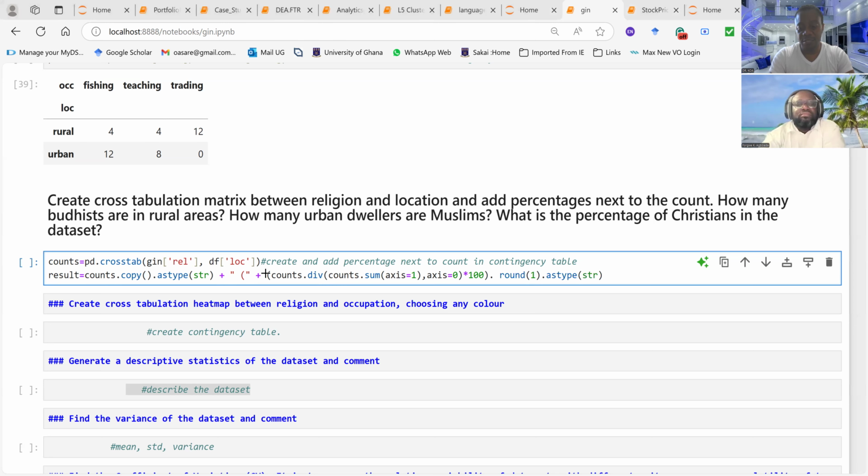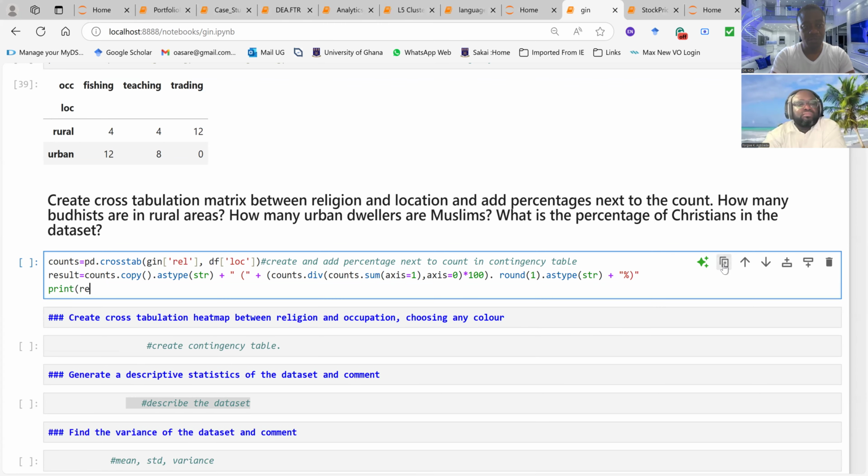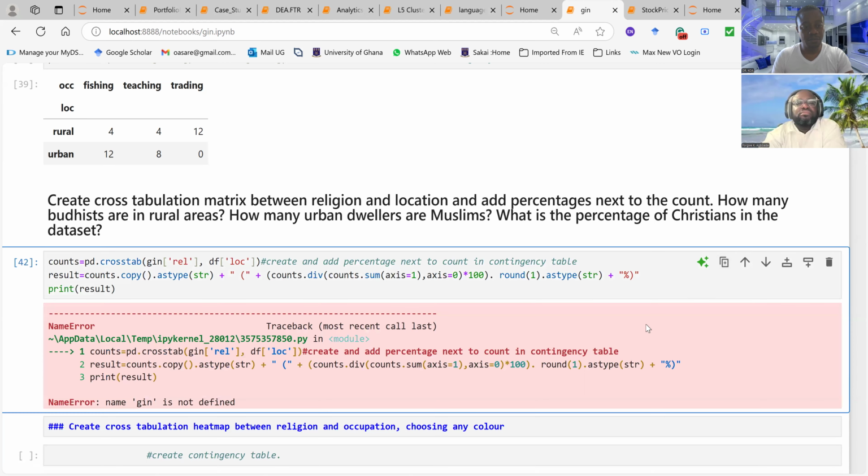And then you add the apostrophe and the percentage to it. Now I can close it and I put all in the double apostrophe. Let's print the results. So result. So that should give you, hopefully.